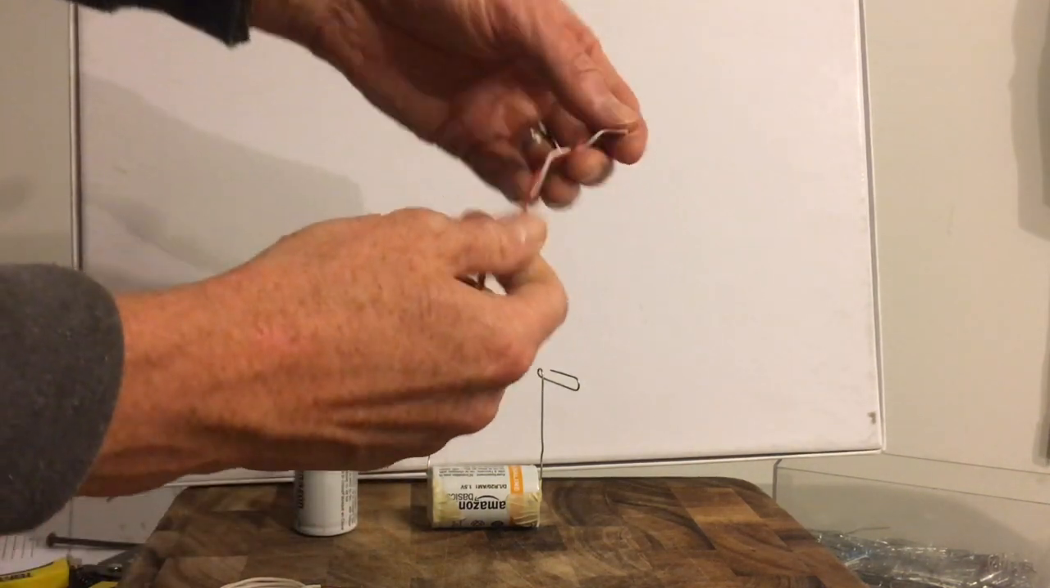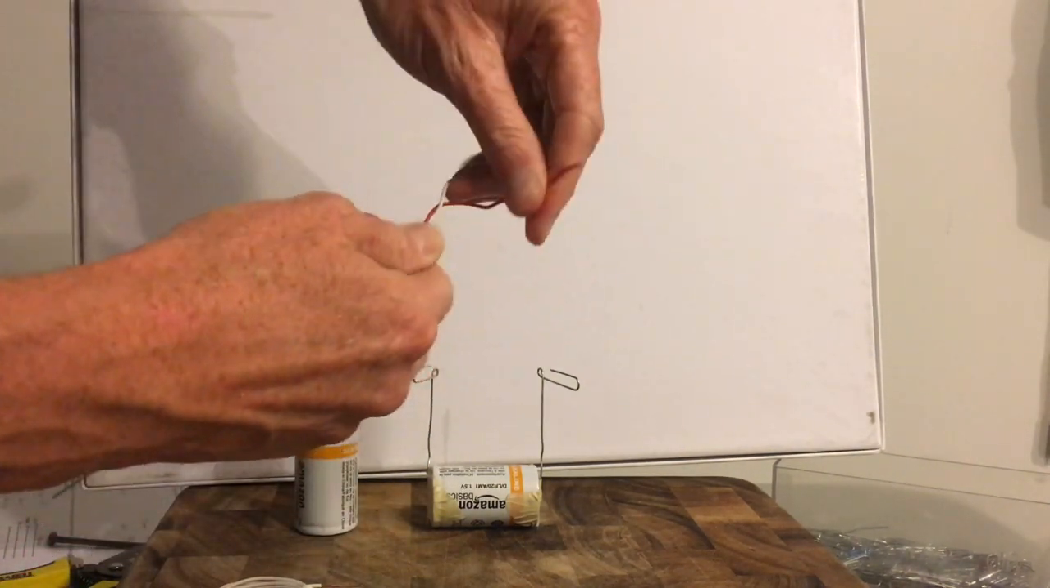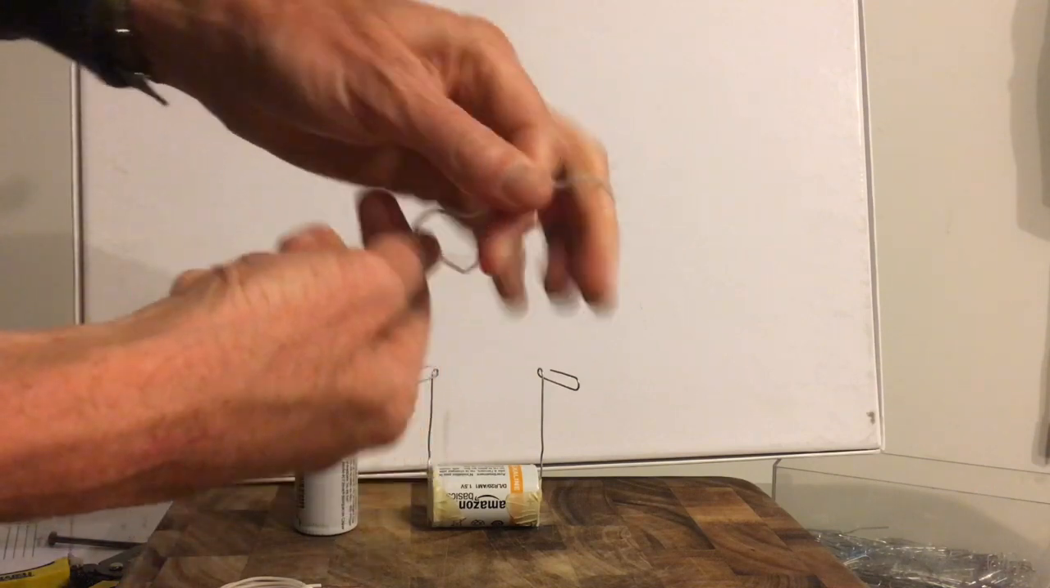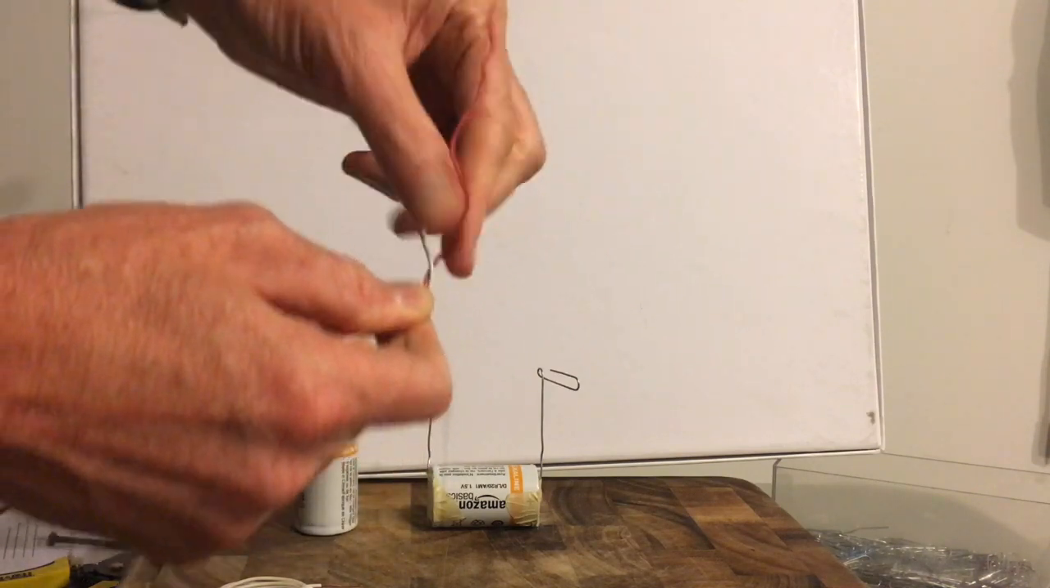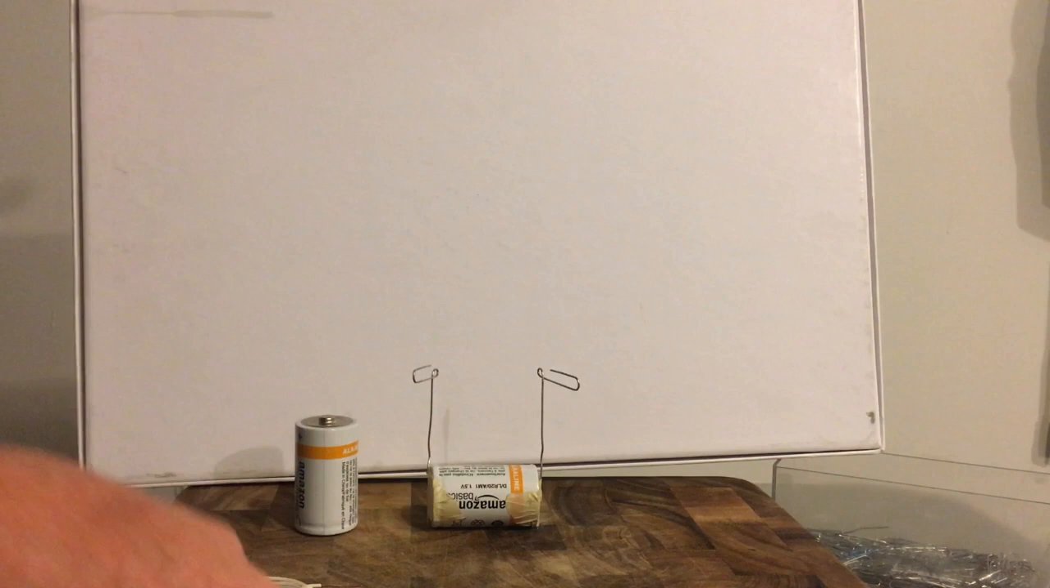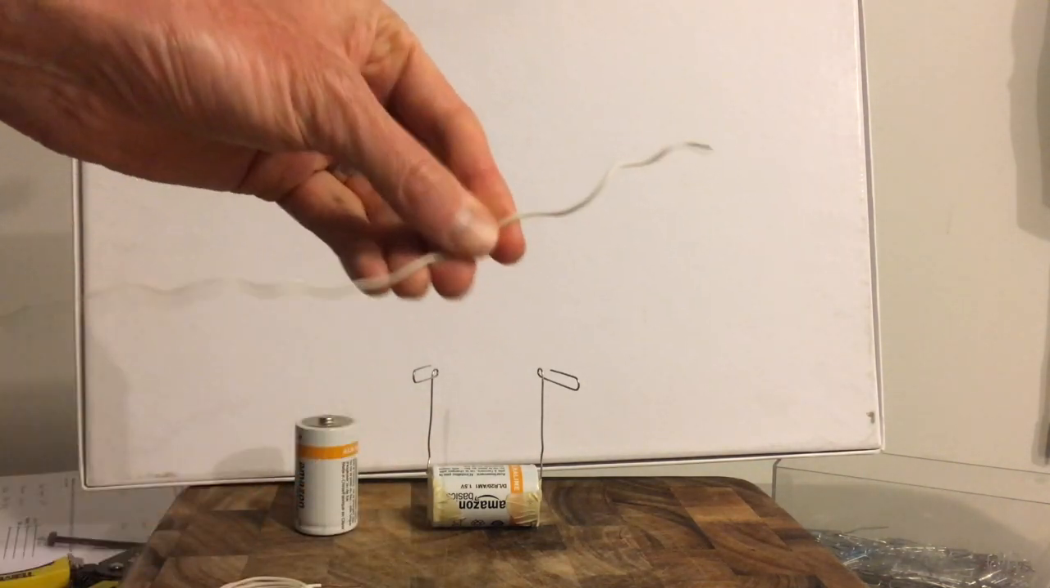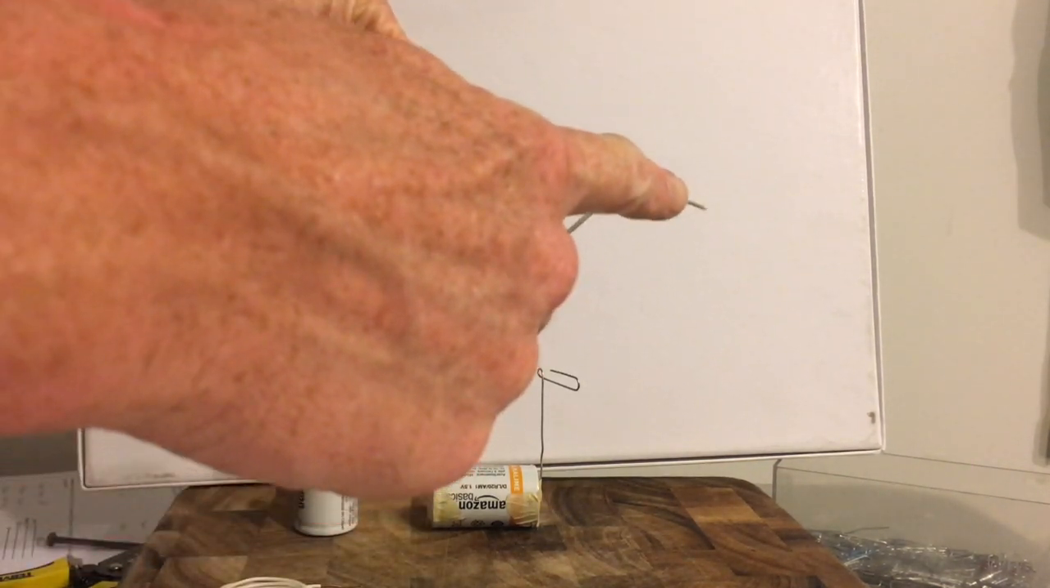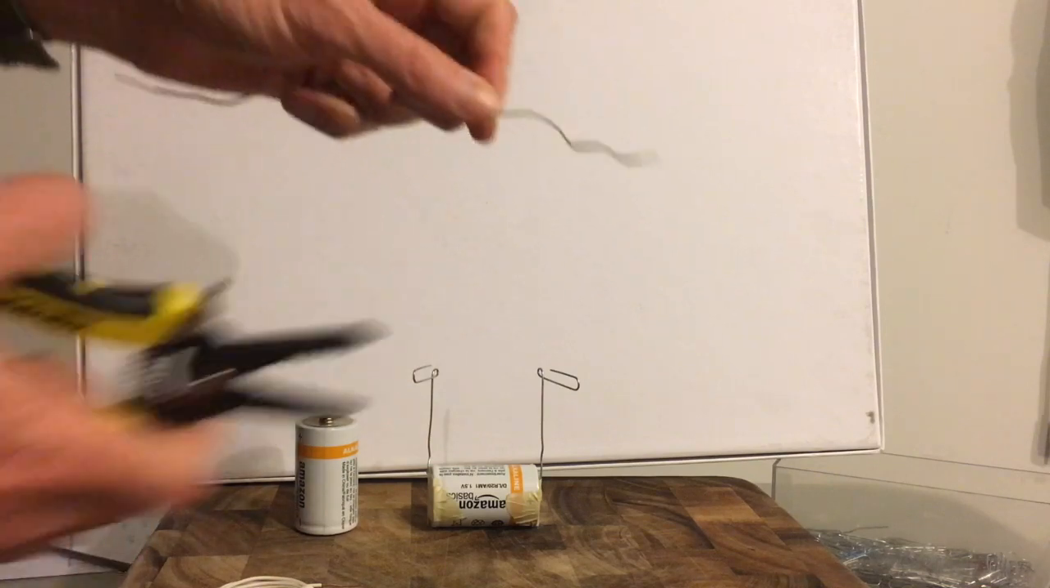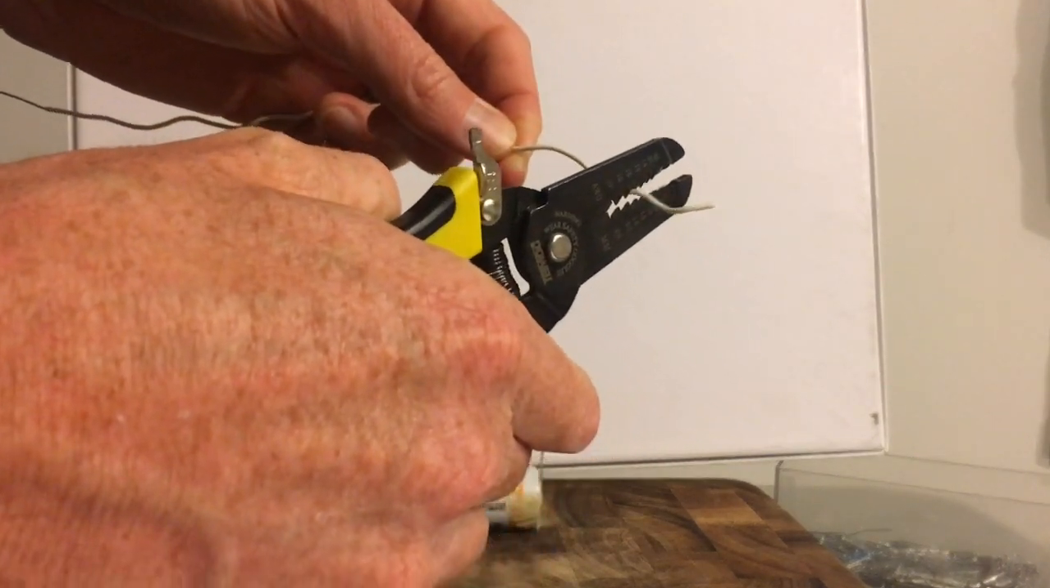So just undo these, remove one of the wires. You'll need about 3 feet. Here I just have a short little one. And then you're gonna strip both ends of your wire using some wire strippers. If you don't have wire strippers, you can use scissors.